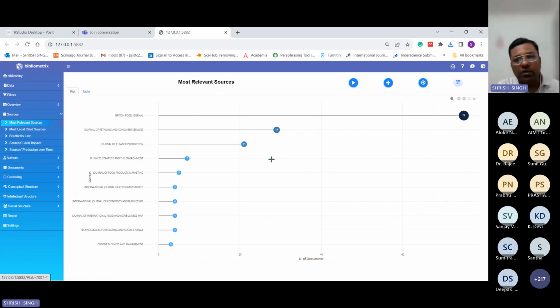So you can do the same thing, or you can use the same graph which is mentioned by the biblioshiny. It is completely up to you. Similarly, most relevant sources, most local cited sources, Bradford's law. Bradford's law is what? This is a very new feature of this biblioshiny. Most local cited sources, what is it?